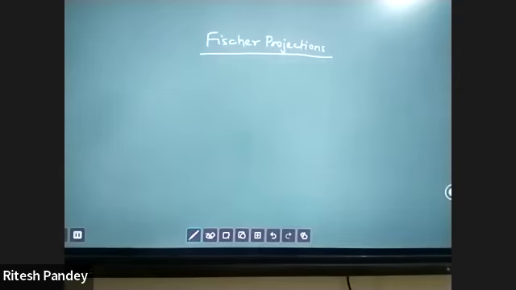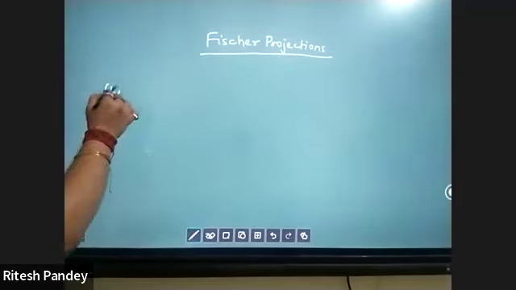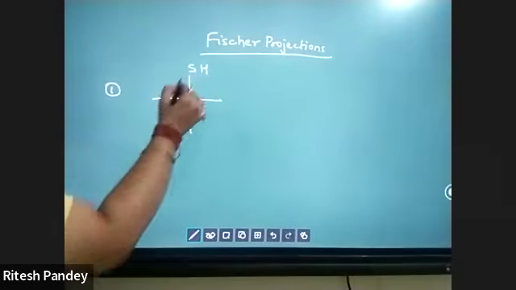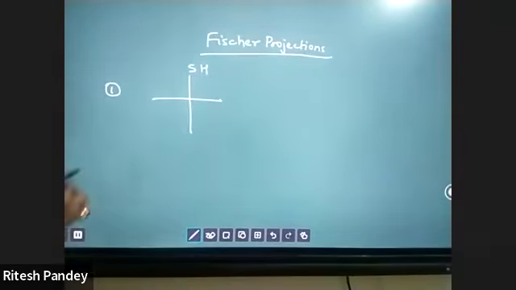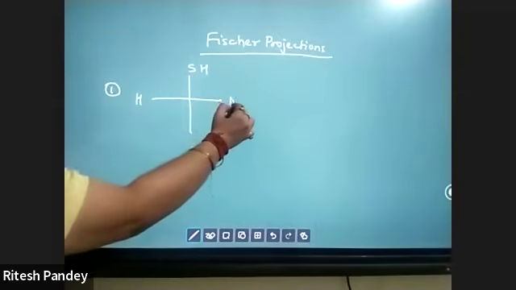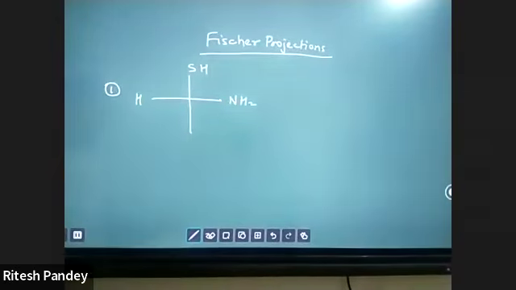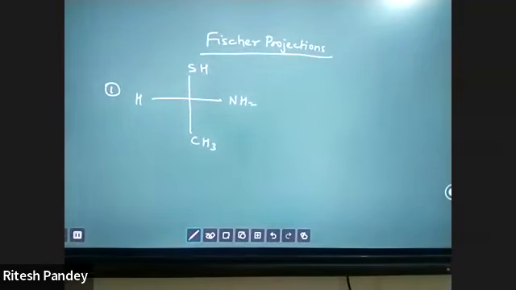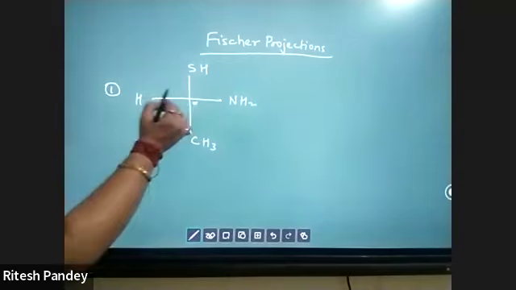Compound 1. I guess you can hear me loud and clear. You have the first Fischer projection, where you have SH on top vertical, hydrogen on the left, NH2 on the right horizontal, and CH3 vertically down. Now, with 4 different groups, it's certainly chiral. Tell me which is priority 1.